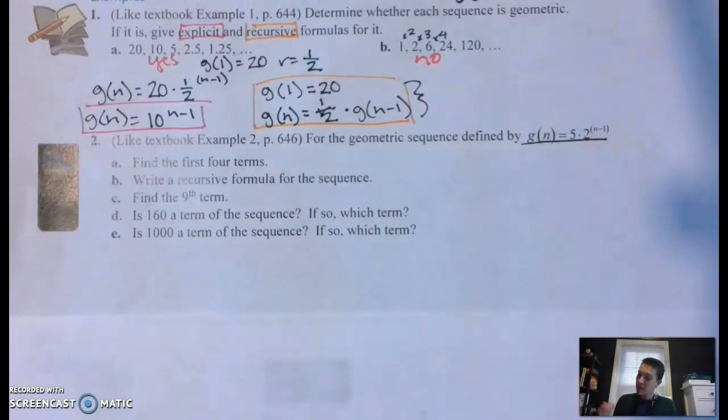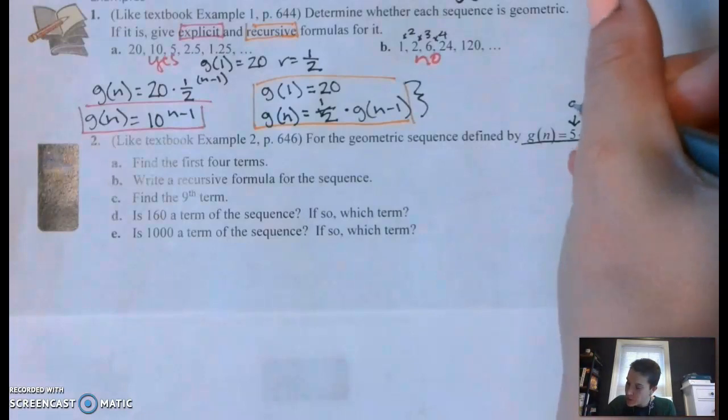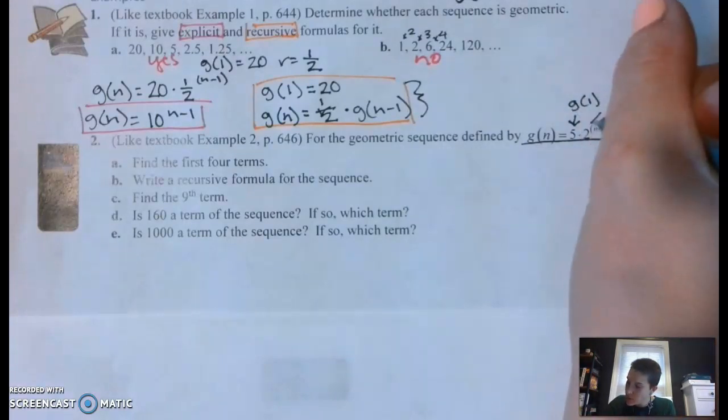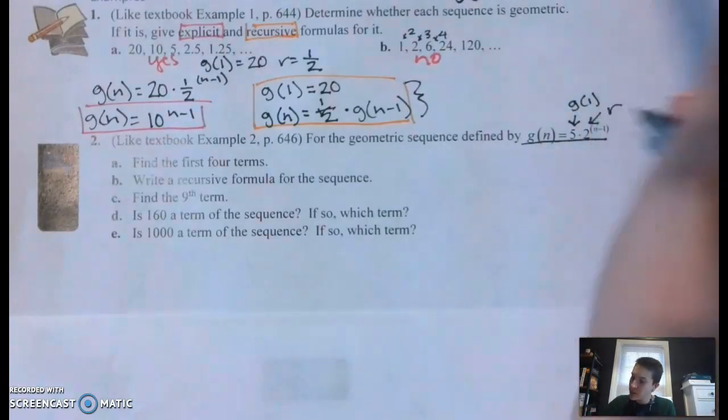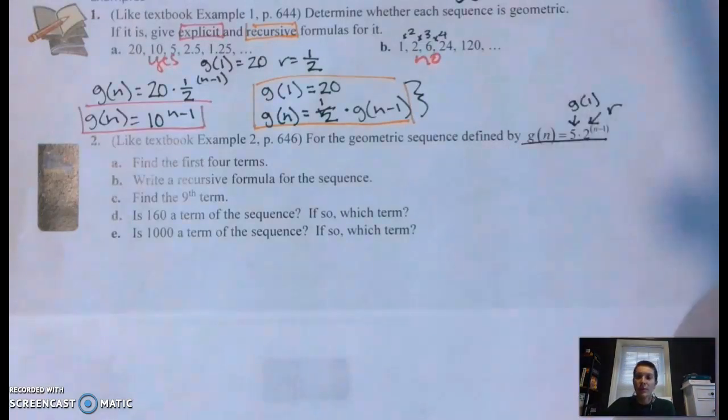So, first thing we can do is find what 2 pieces of information we know from the explicit formula. That is 1, what the first term is, and 2, what the common ratio is. So, our first term is 5, our common ratio is 2. So that means that we're going to be multiplying by 2 each time, and we're going to start with 5.